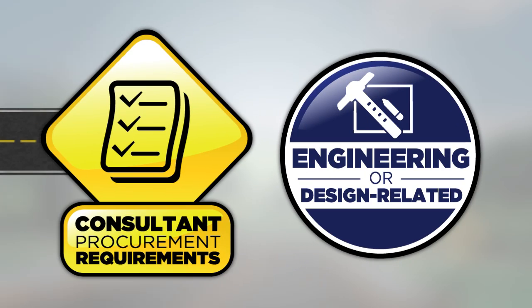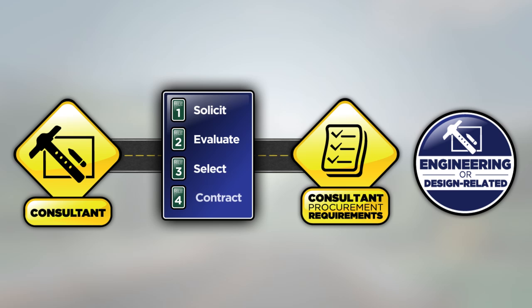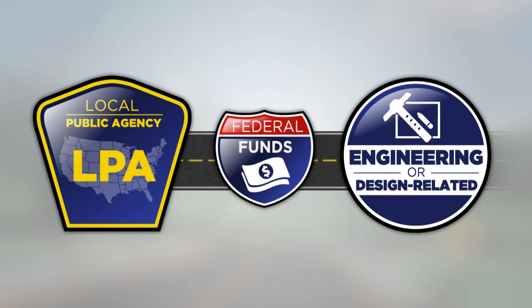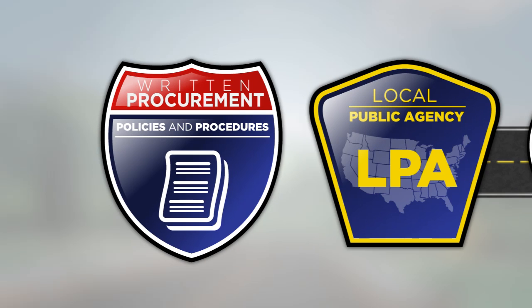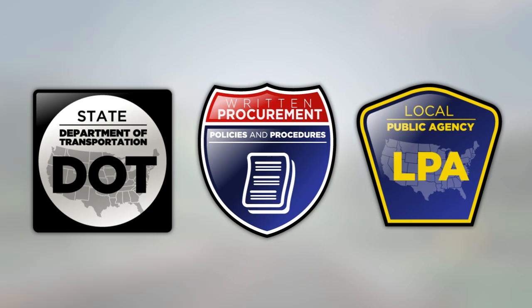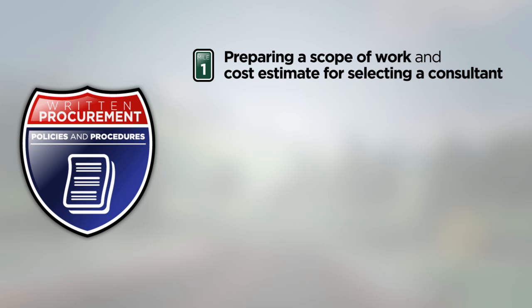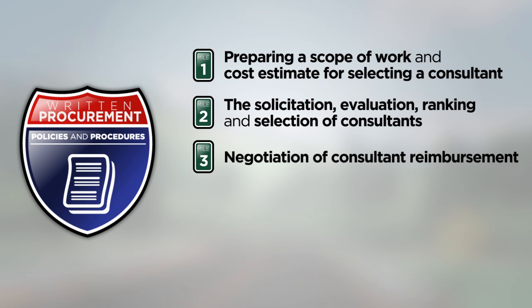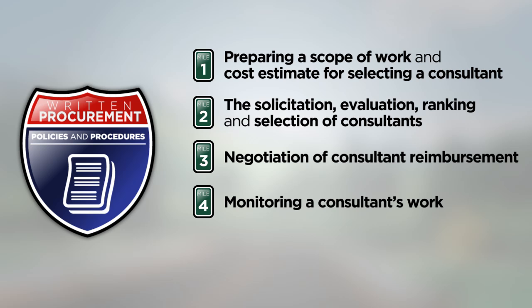Consultant procurement requirements affect how you solicit, evaluate, select, and contract with a firm. Any agency using federal aid funds for engineering and design-related consultant services must have written procurement policies and procedures. Some state departments of transportation, or state DOTs, provide and require the use of policies and procedures specifically developed for local public agencies using federal funds. The required written policies and procedures must address preparing a scope of work and cost estimate for selecting a consultant, the solicitation, evaluation, ranking, and selection of consultants, negotiation of consultant reimbursement, monitoring a consultant's work, and consultant errors and omissions.